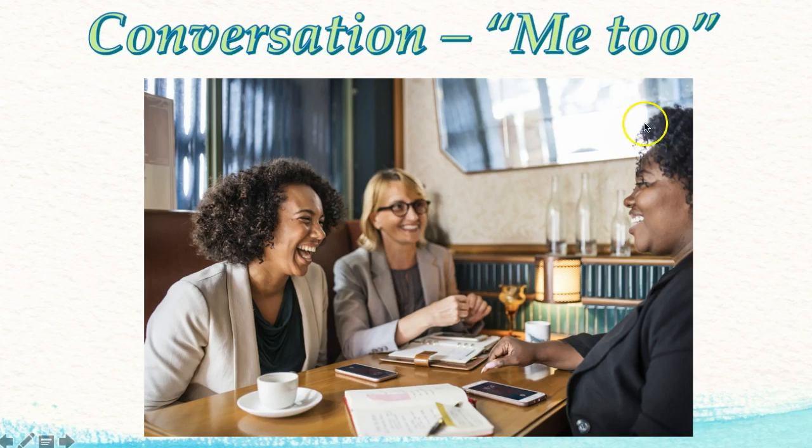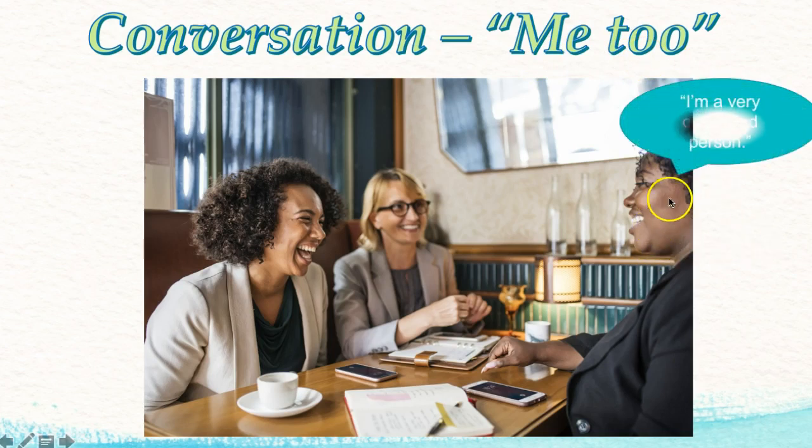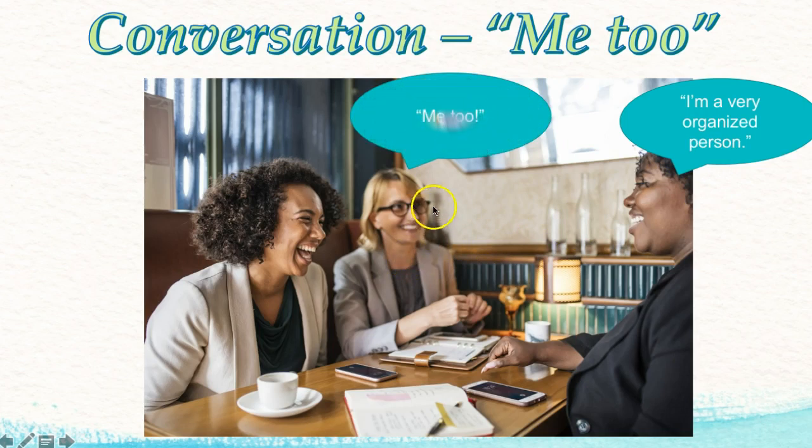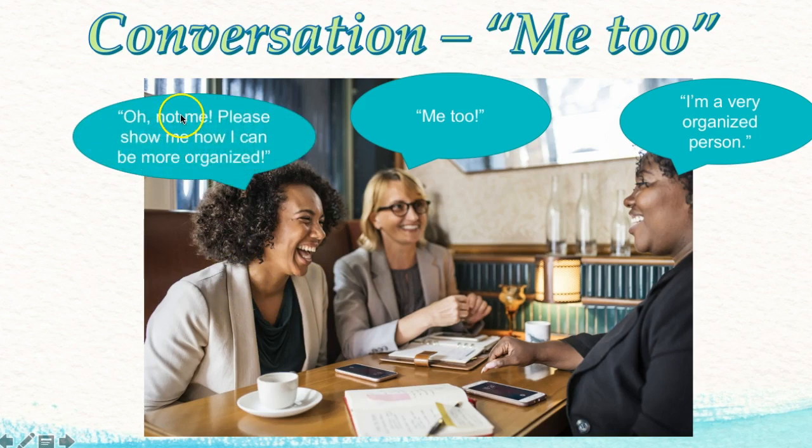In conversation, when we're speaking, we often use the informal form me too when it's positive and we have the same thing in common. For example, she says, I'm a very organized person. And her friend agrees. She says, me too, I'm also very organized. But their other friend says, oh no, not me.